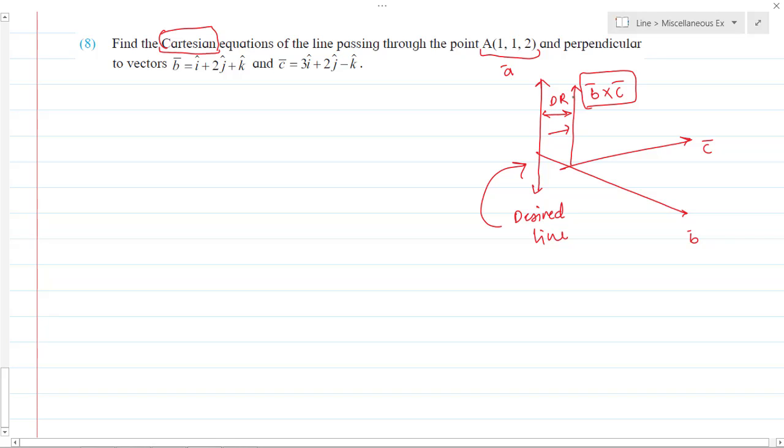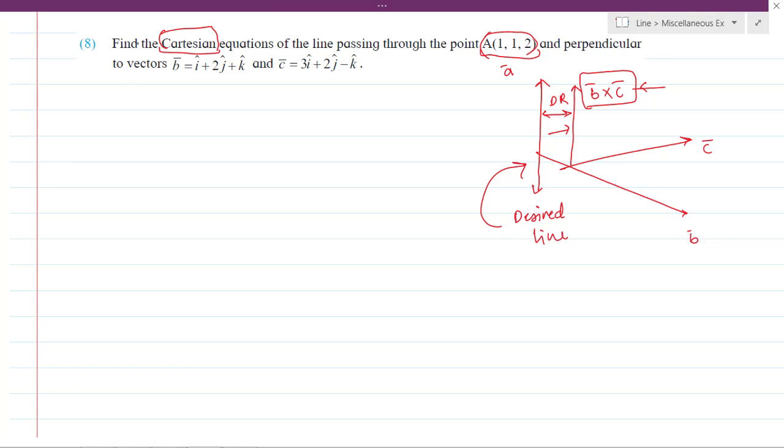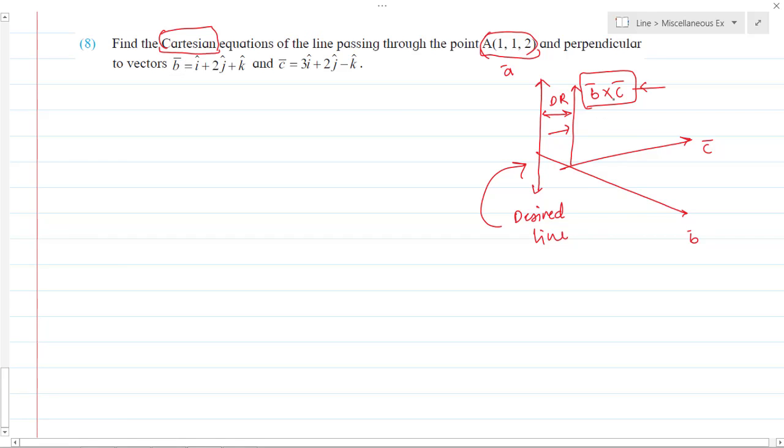So if somehow I find out the direction ratio of b bar cross c bar, then the same direction ratio will be there for our desired line. Okay, perfect. So what we get? We get the point through which our line is passing and we get the direction ratio of the parallel vector. Okay, so let's find out the direction ratio of this b bar cross c bar.